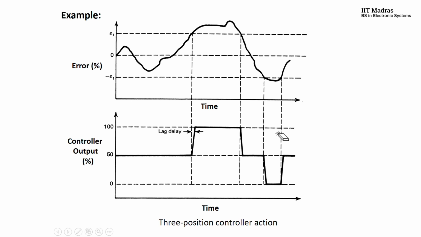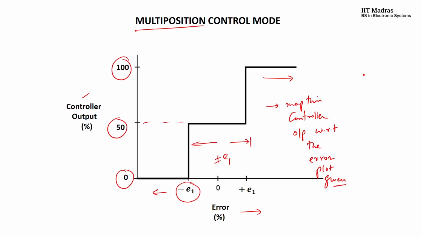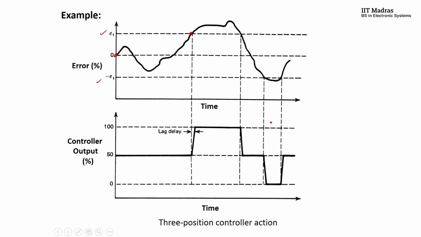Let's say this error curve, when it is in the range from here to here, from 0 to this value, you can see the error curve is between minus E1 to plus E1. If you go back and see, if the error is between minus E1 and plus E1, you have the control output of 50%. That means from these two points, 1 to 2, you have the controller at 50%.